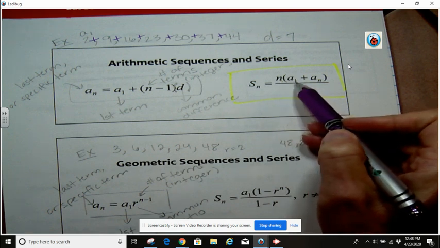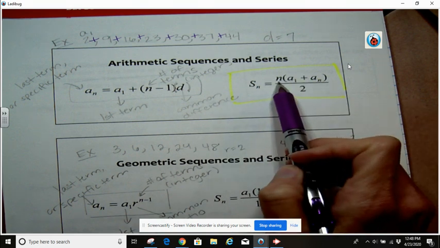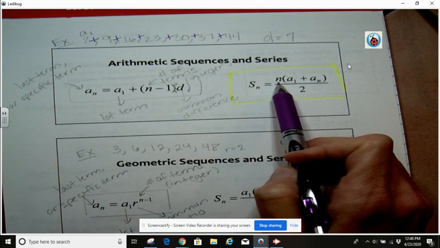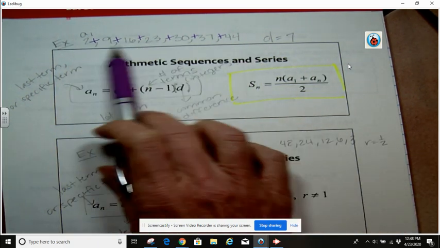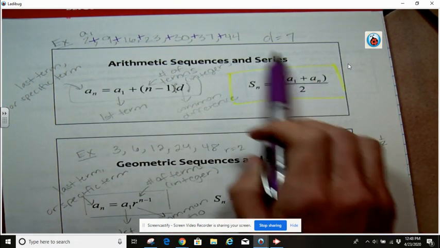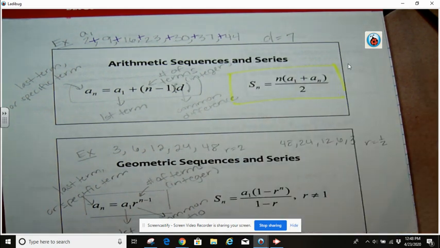A sub 1 is still the first term. A sub n would be the value of whatever term n was talking about. So if n was 7, I would want to put the value of the 7th term here. This example has 7 terms. If I want the sum of the first 7 terms, n would be 7 and a sub n would be 44, because this is the 7th term. Remember that n and a sub n would only end up being the same value if the 7th term was 7 or the 10th term was 10, which does happen sometimes.